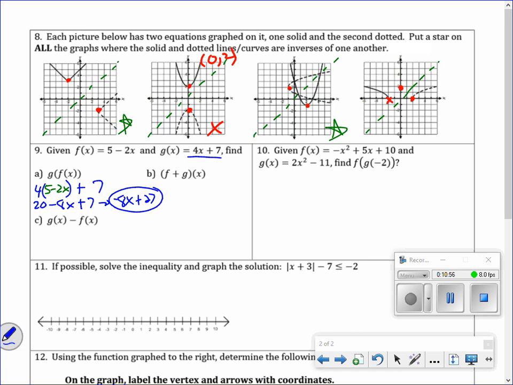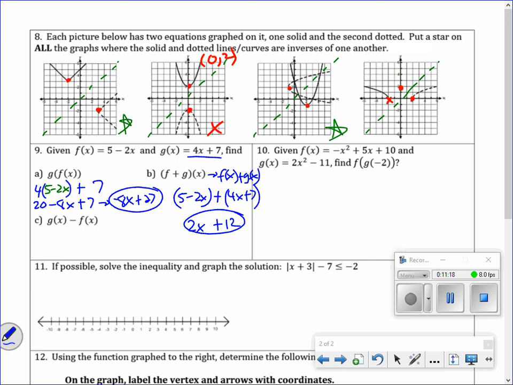All right, letter B over here. Letter B says to add these two functions. So remember, this is just a way to write f of x plus g of x. All right, it's just another way to write it. So if I add these two up, I got 5 minus 2x plus 4x plus 7. So the negative 2x and the 4x add up to 2x, and 5 plus 7 is positive 12.